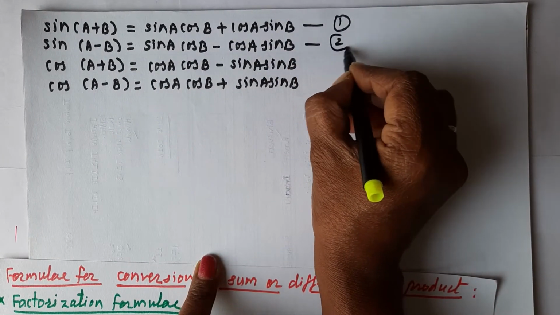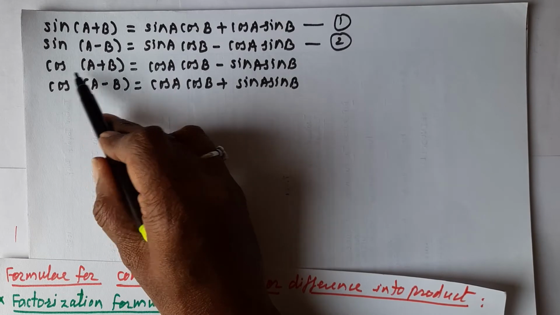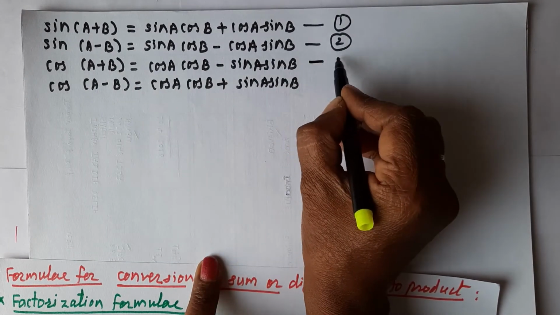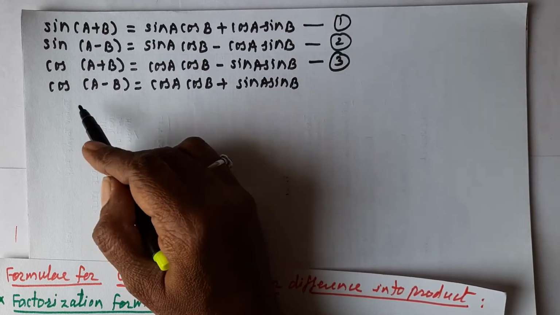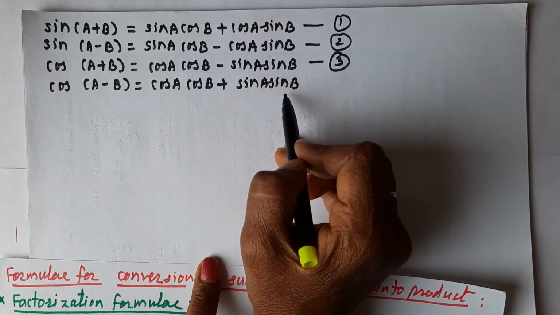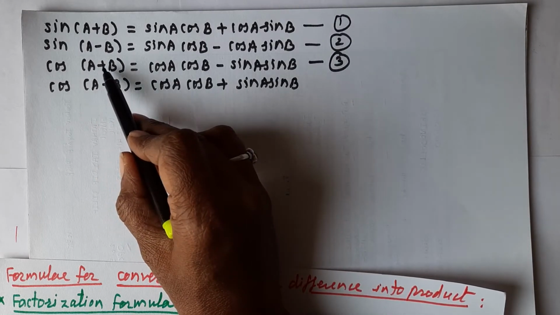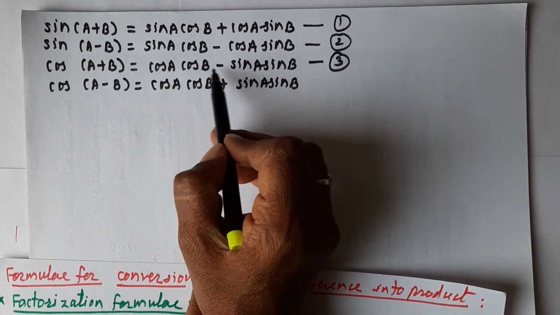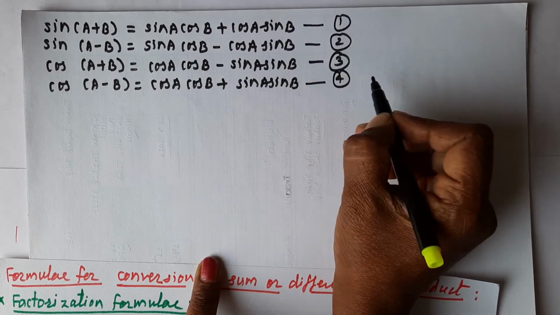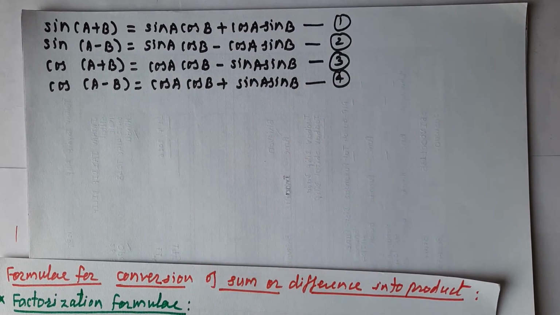This is your second. Then formula for cos (a plus b) is what? Cos a cos b minus sin a sin b. Treat this as third. And formula for cos (a minus b) is cos a cos b plus sin a sin b. Means for cos, if there is plus sign here, you write minus here; if here is minus, here write plus. Treat these formulae as 1, 2, 3, 4.